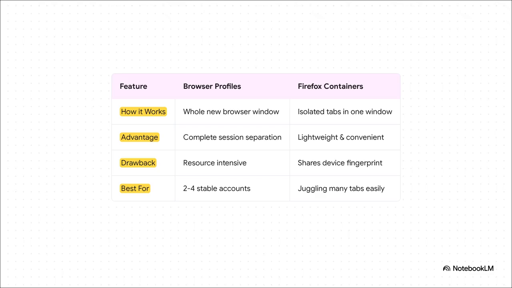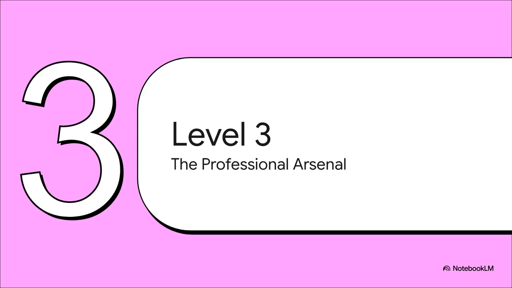On the other hand, you've got something like Firefox containers. They're much more lightweight. They just isolate your accounts into different tabs. But what's the problem? You can probably guess. Both of these methods still fail to solve that core issue. They all share the same device fingerprint. And that brings us to the top of our ladder, level 3, the professional arsenal.